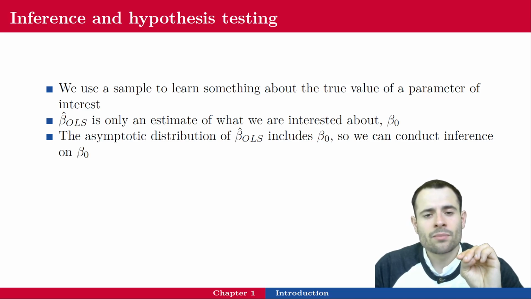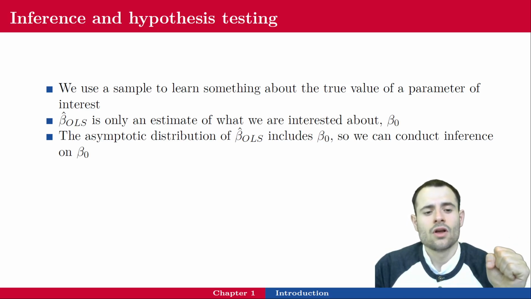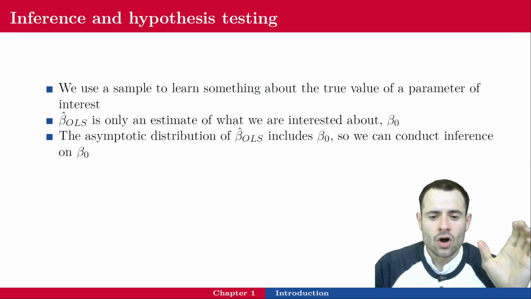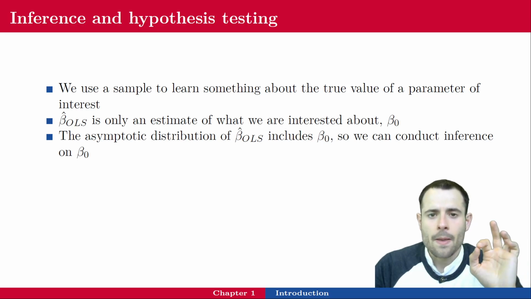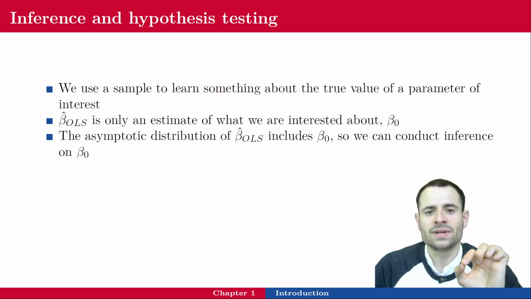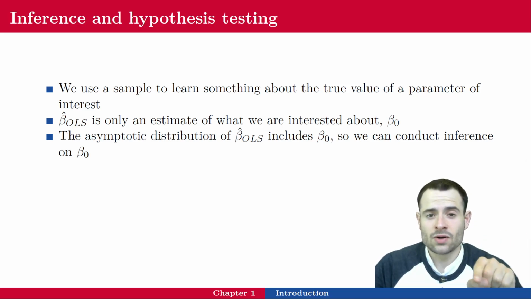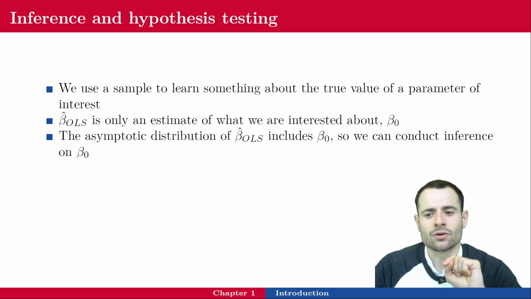But if you remember theorem 2, the asymptotic distribution, we saw that on the left hand side there is the square root of n times beta hat OLS minus beta 0. So the true beta 0 is right there. So maybe we can play around with the math to say something about the true beta 0. This is what we call inference.